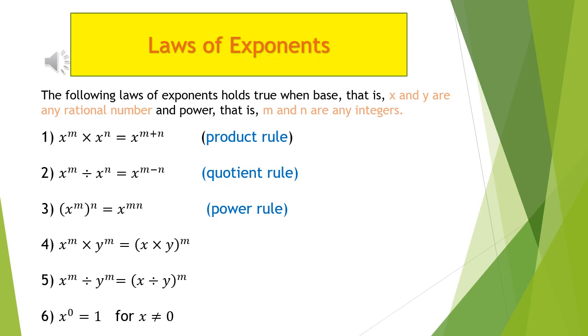Now the sixth rule is that if any number has a power of 0, like 2 raised to the power 0, 1 by 2 raised to the power 0, 5 raised to the power 0, it always gives you 1, except for x equal to 0. That is, x cannot be equal to 0. Your base can't be equal to 0. Otherwise, any number that has a power of 0 is equal to 1.